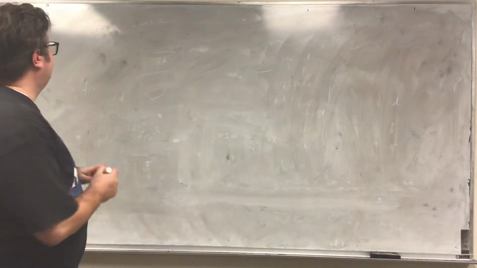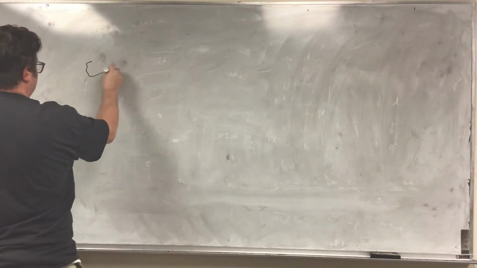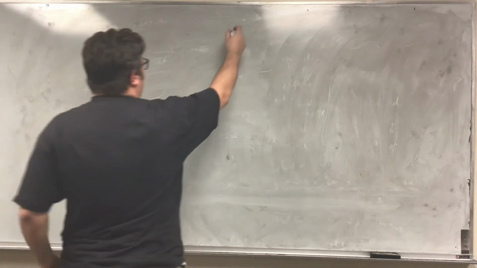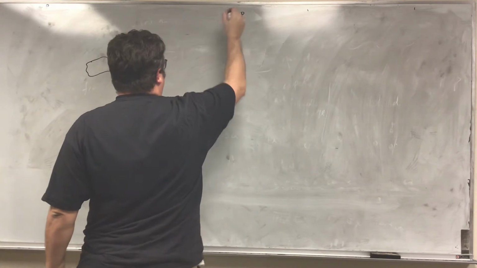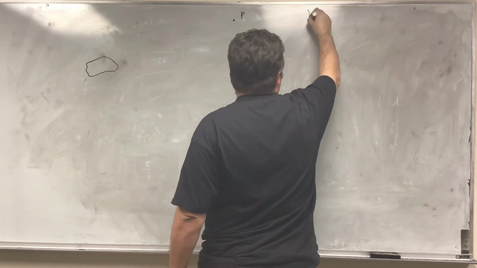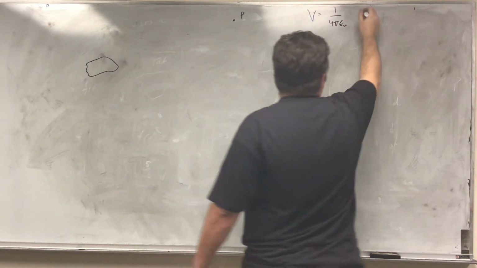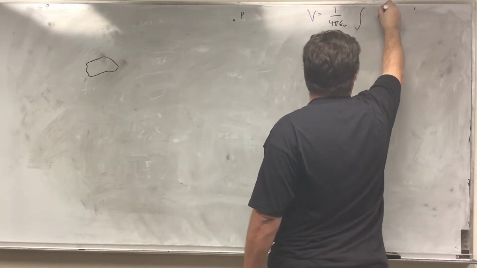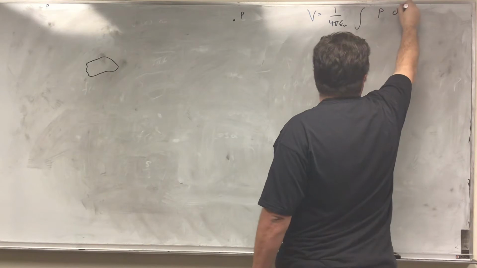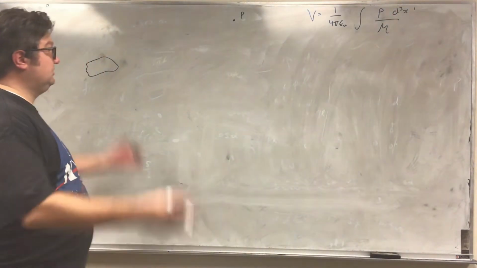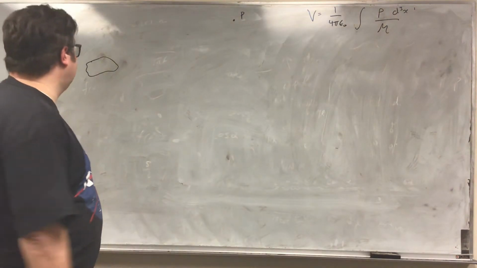Okay, so if I have a charge distribution, and I'm at some point P away, I can write down my potential as 1 over 4 pi epsilon naught, the integral of rho d3x over script r. Just the standard Coulomb's law that we know and we love.